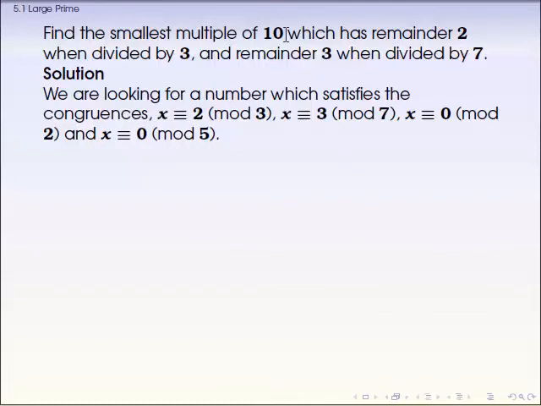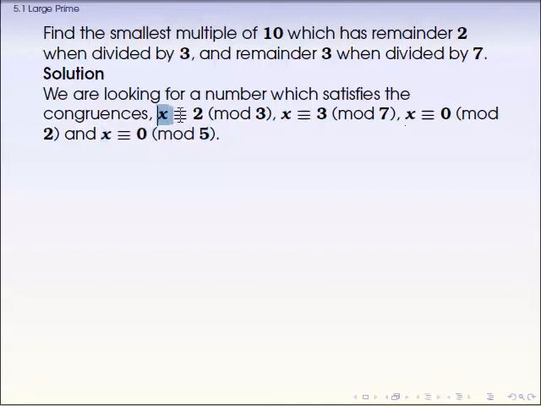Okay, first of all, a multiple of 10 means that number should be a multiple of 2 and a multiple of 5. Clearly, if this number is a multiple of 2, then when you divide that number by 2, the remainder must be 0. So we can say that number, let's say it's x, is congruent to 0 modulo 2. By the same reason, that number also must be congruent to 0 modulo 5. But it has two other conditions.